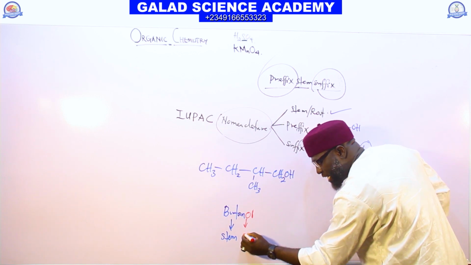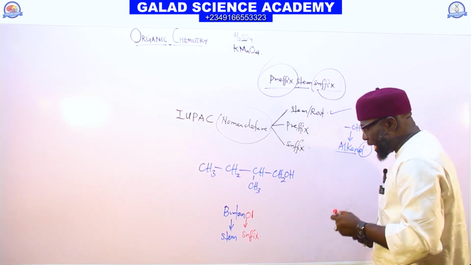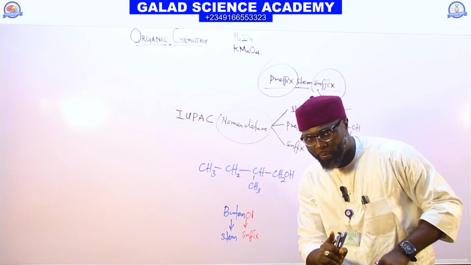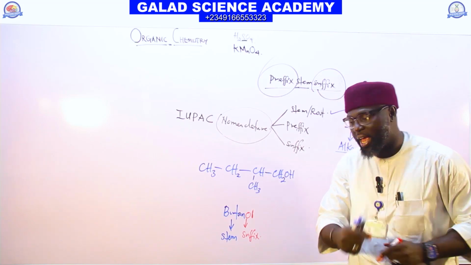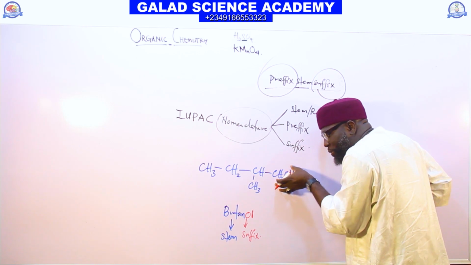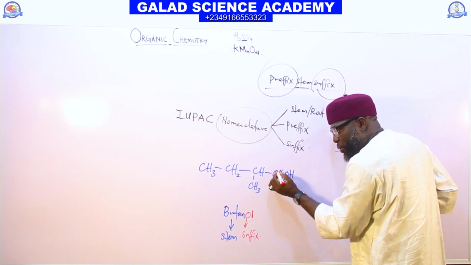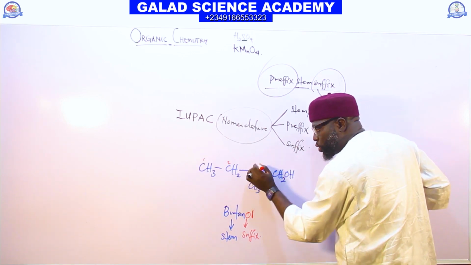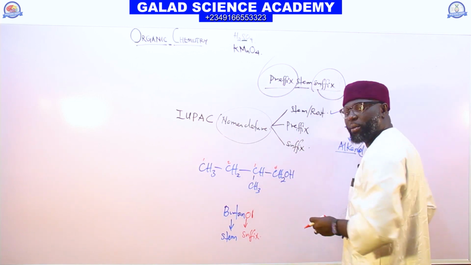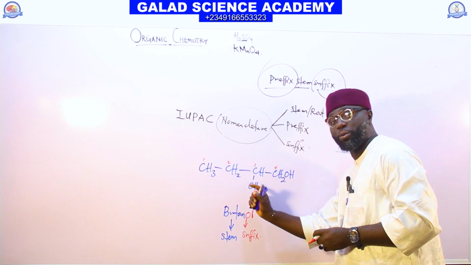And this OH here serves as what? Suffix. Yes. And if you want to name a compound that has a functional group, you will start your naming from where? You start your naming from the carbon atom that contains what? The functional group. Here, if you start from 1, 2, 3, 4, we are wrong. Why? You must always start your naming from the carbon that contains your functional group.